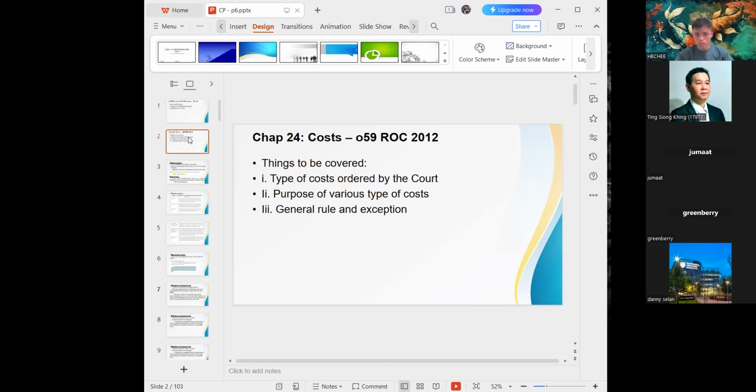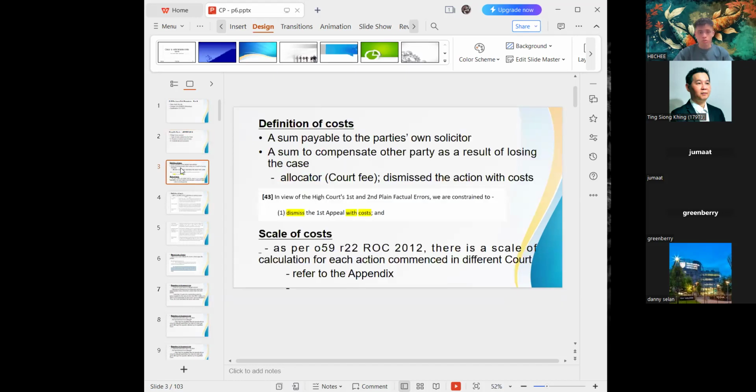Actually, the cost itself doesn't mean the cost you have to pay for your lawyers or your engagement of another person. It simply means the cost that you have to pay into the court. So in this chapter, we will cover what are the types of costs that the court may require you to pay, and what are the purpose and the general rules and exceptions, whether or not you have to pay to the court. Okay, so the definition of cost itself is a sum payable to the solicitor first.